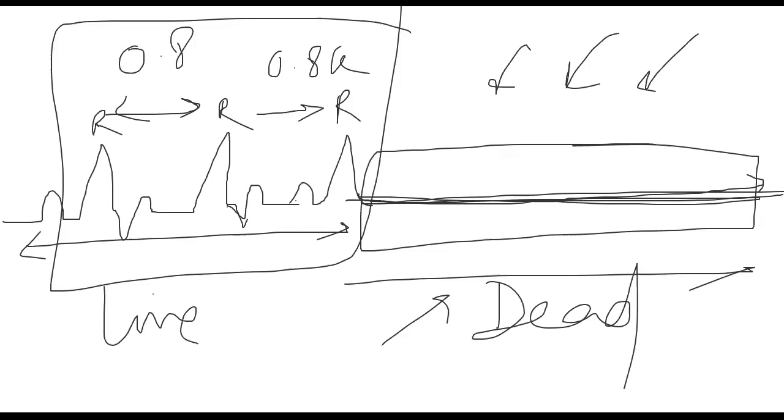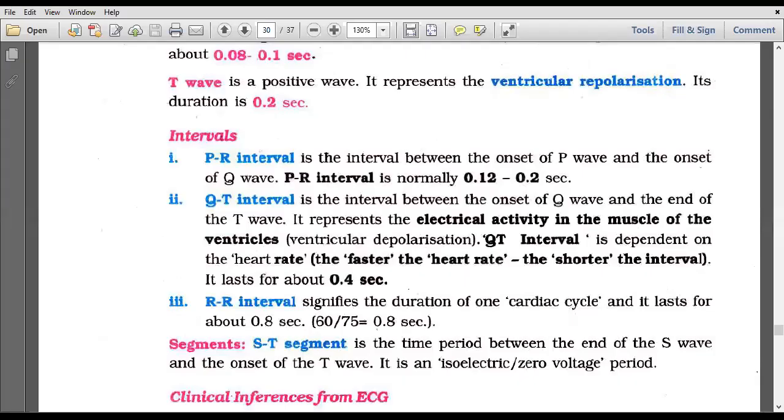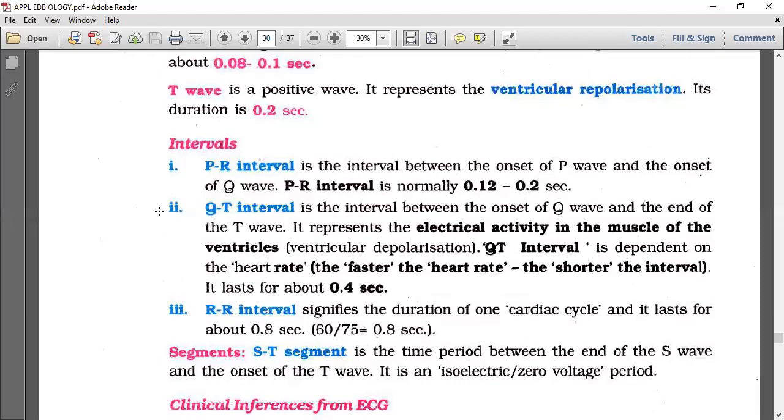Then let's continue. PR interval, QT interval, and RR interval that we are seeing here. The next, segments: ST segment.